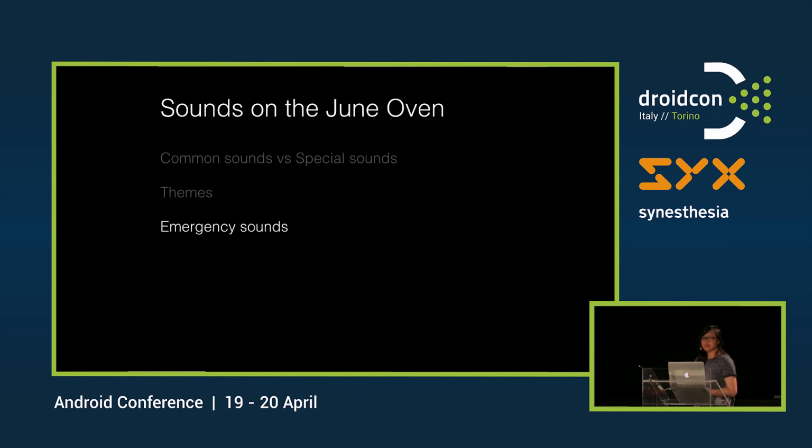And then there was also something called emergency sounds, where if your oven was getting too hot, it would say, okay, you should cool down your oven. These are emergency things that have really high priority because we really wanted to inform the user what was happening in this case.